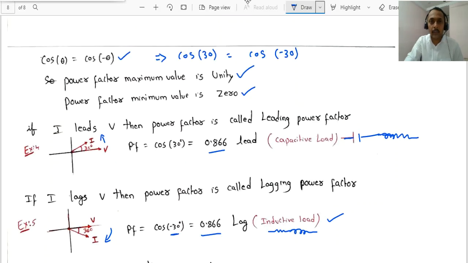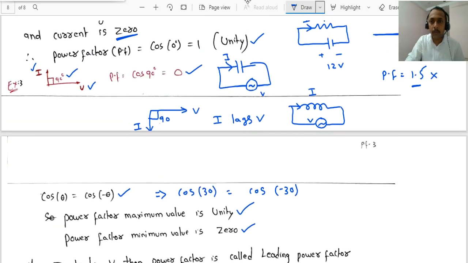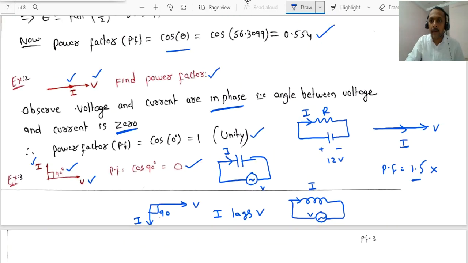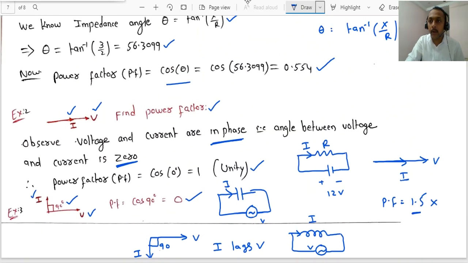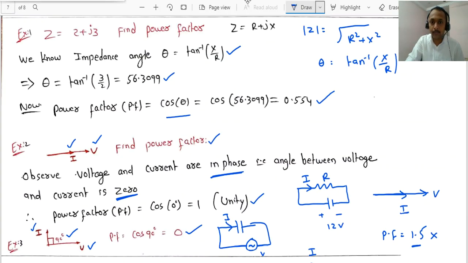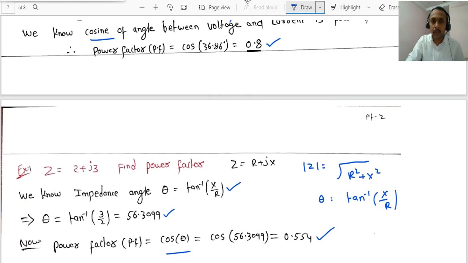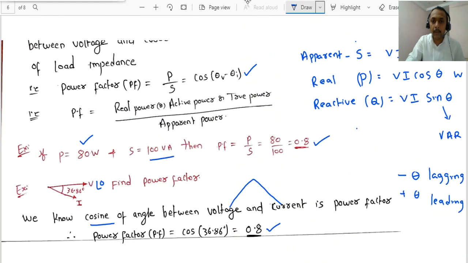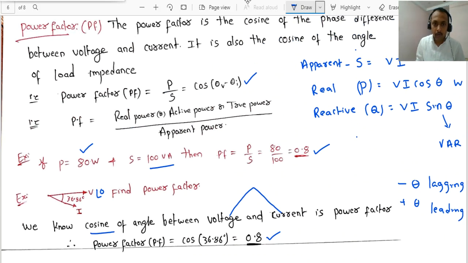But whatever the case might be, please keep in mind that the cosine of the angle between voltage and current is the power factor. In terms of power, the power factor is denoted cos phi, and cos phi equals P divided by S. This formula is very, very important.